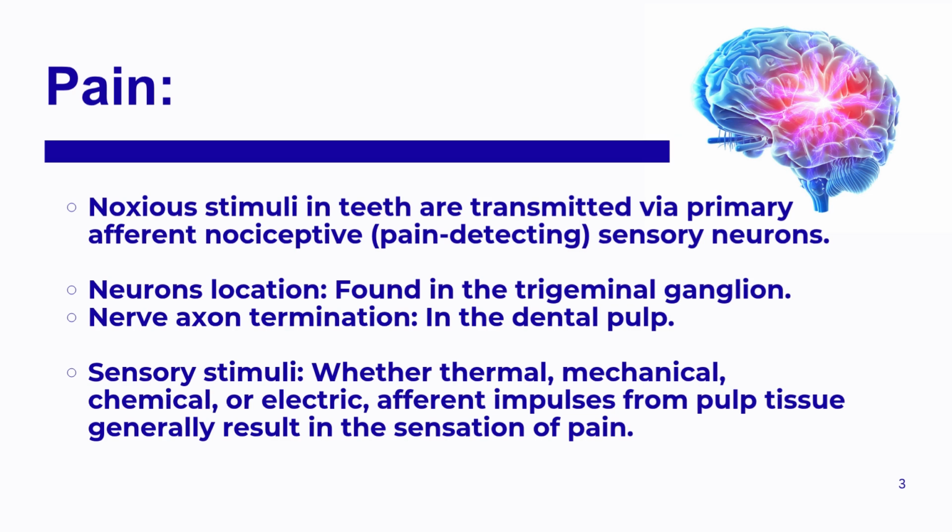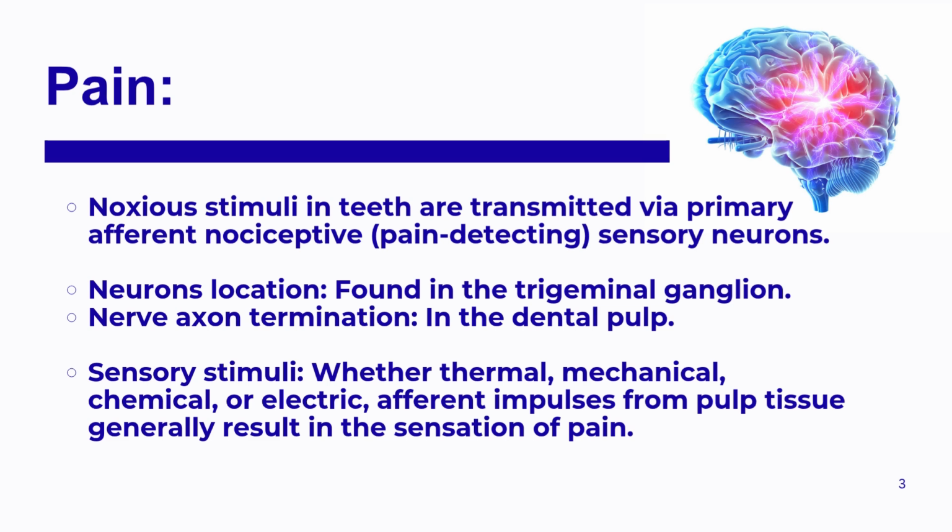Any noxious stimuli in the teeth will be transmitted via primary afferent nociceptive neurons. Nociceptive means pain detecting. So these pain detecting sensory neurons will transmit the pain.